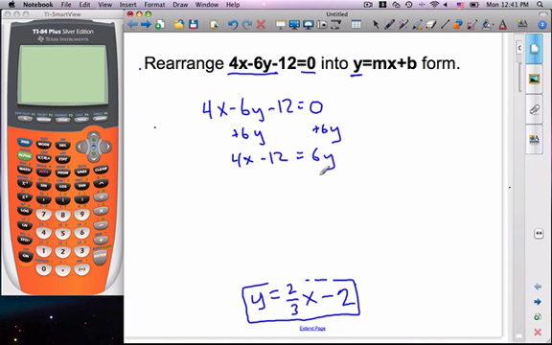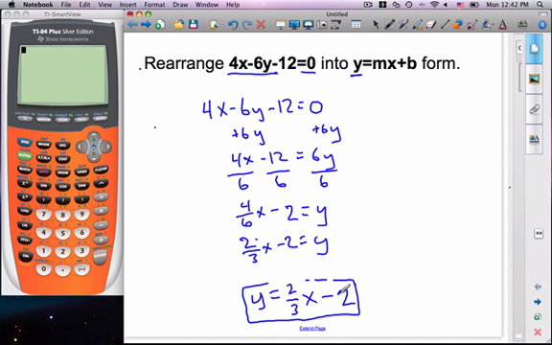And we just want one y over on this side, so we're going to divide everything by 6. And we'll end up with 4 over 6x minus 12 divided by 6 is 2, minus 2 equals y. And if we simplify our fraction here, we get 2/3 x minus 2 equals y. And if we just flip-flop that equation around, we get y equals 2/3 x minus 2.